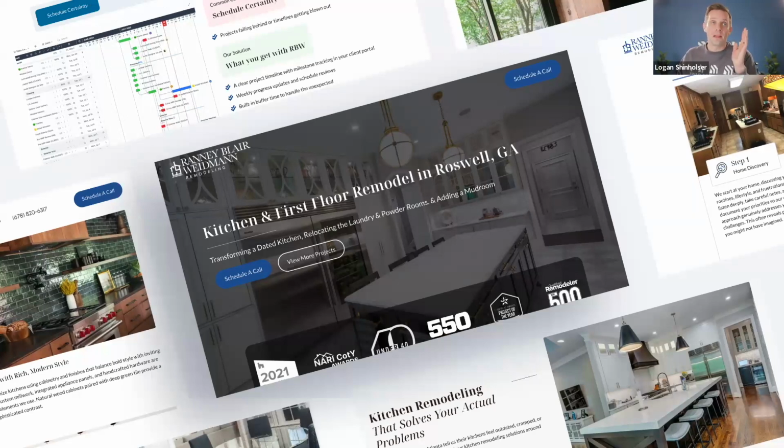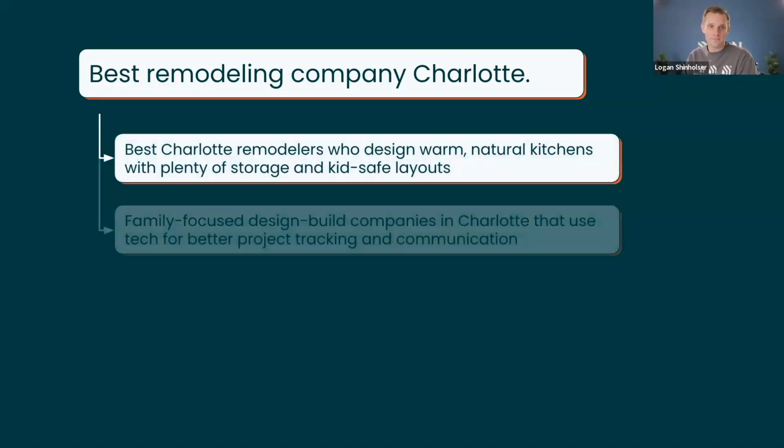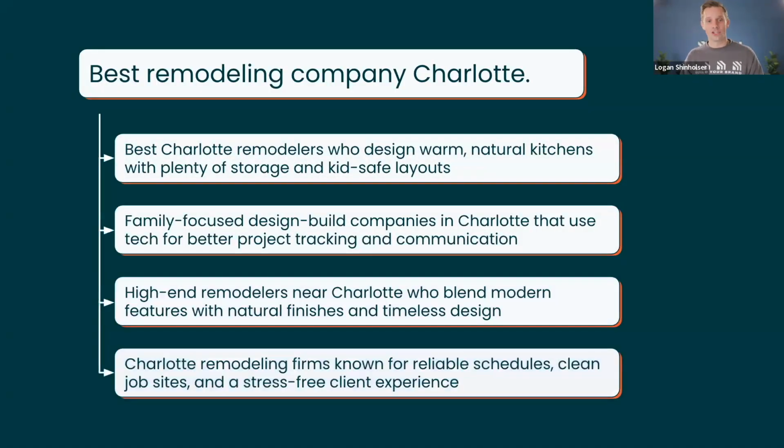Now, let's go back for a second into that personal AI world, where you're speaking in and saying, hey, I need to find a remodeler near me. If you were to say best remodeling company in Charlotte, remember, it knows a lot about you. This is a couple years in advance. As the technology gets better and better, it's going to have more in-depth questions. So it's not going to say just top renovation company. It's going to say best Charlotte remodelers who design warm natural kitchens with lots of space, kid-safe layouts. Family-focused design build company, high-end remodeler who blends modern with natural. Somebody who's known for reliable schedules and clean job sites and a stress-free client experience.